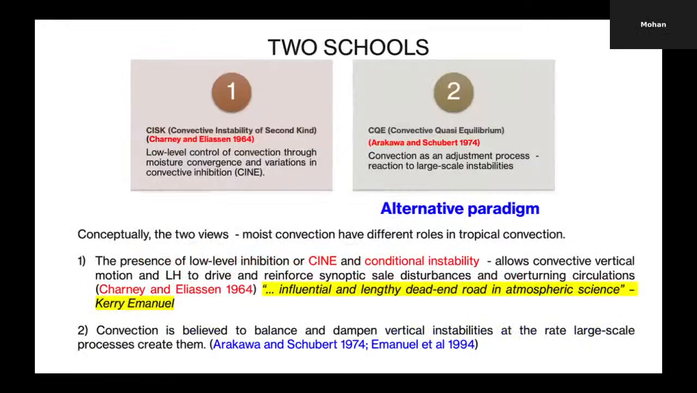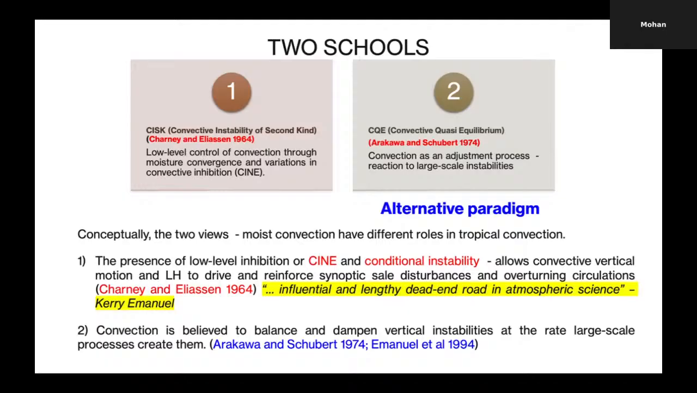What I want to say is, here are the two schools. One is the CISK mechanism defined by Charney and Eliassen in 1964, saying that you should have low-level control of the convection to get very strong deep convective activity. But the other theory, the Arakawa school, in 1974, came up with the idea that this is not at all needed. Convection is just an adjustment process. As soon as it happens, it adjusts the atmosphere in such a way that it quickly becomes equilibrium. But here they're saying that it reinforces the convection.